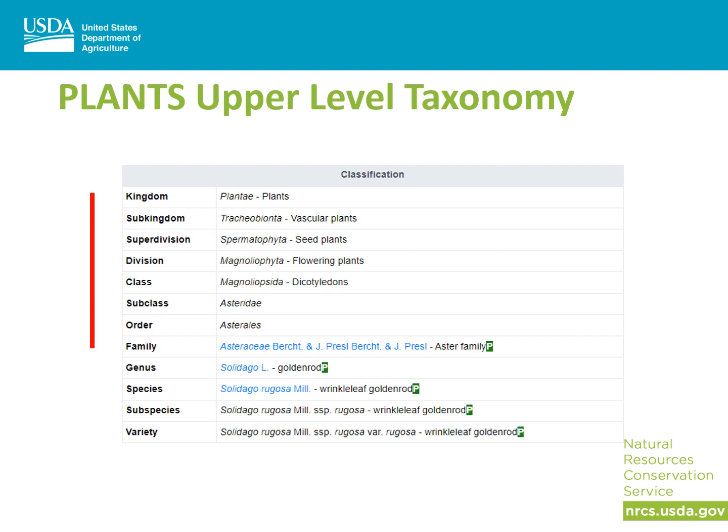Note that the family and above ranks are all monomials. The primary ranks have fixed endings, so all families end in -aceae, all orders end in -ales, etc. So you can look at a given upper level name and know what rank it belongs to just by looking at the name and the ending.